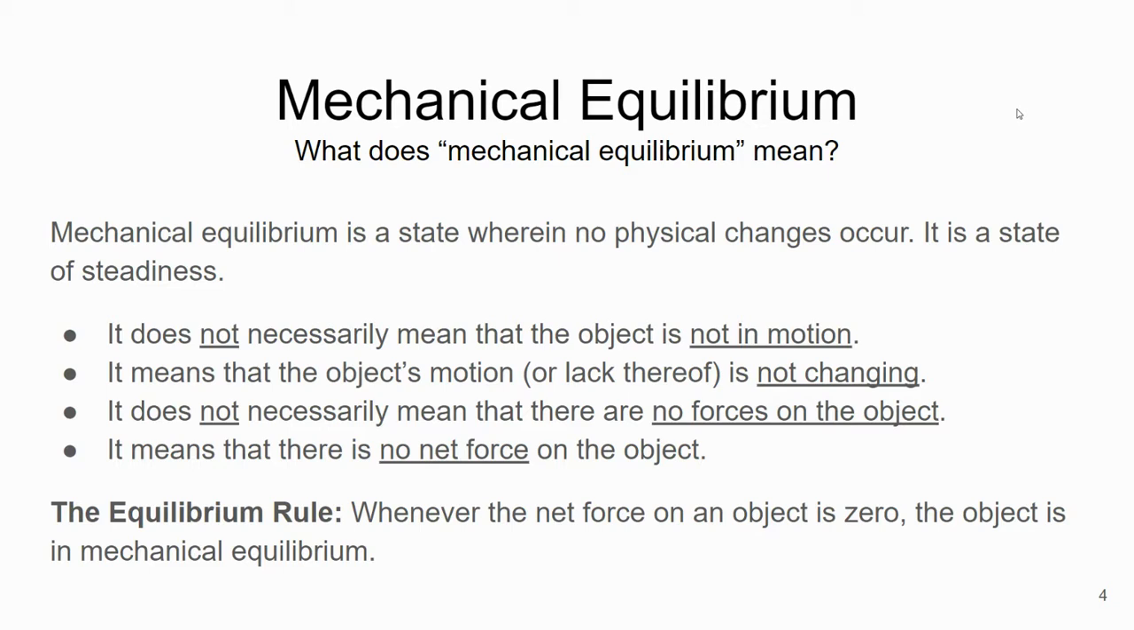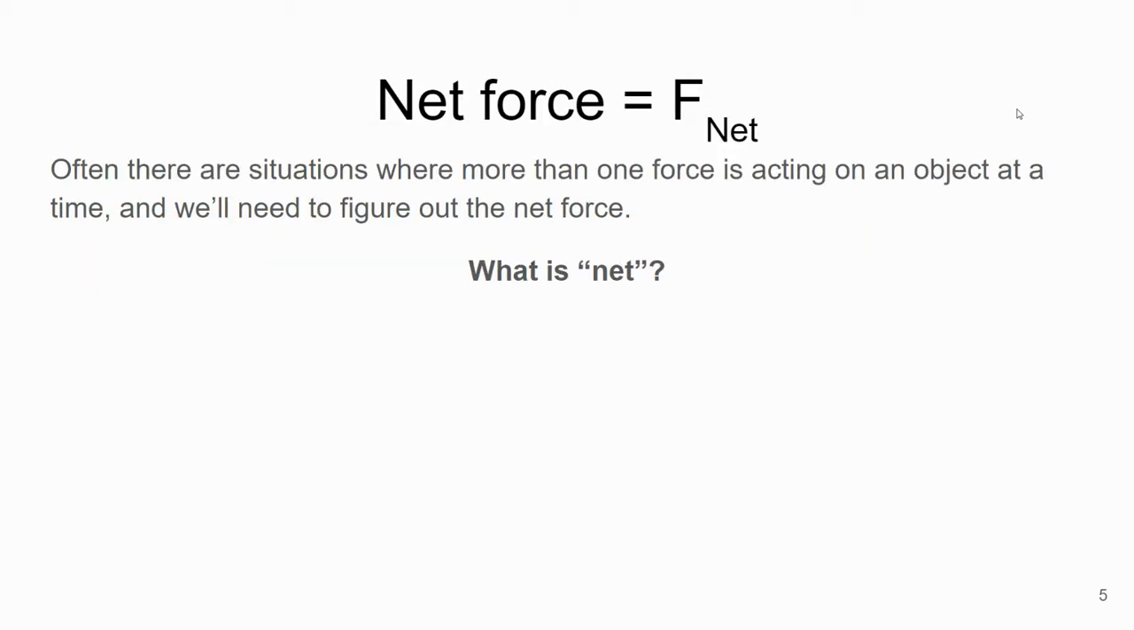So we have this thing called the equilibrium rule. Whenever the net force on an object is zero, the object is in mechanical equilibrium, and vice versa. Whenever the object is in mechanical equilibrium, that means the net force on the object must be zero. So net force is equal to F sub net. This is how we write things in math and science with subscripts.